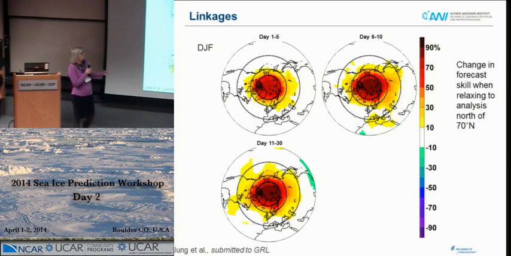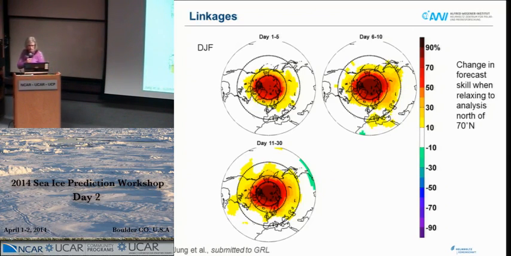So this is the change in forecast skill at the 500 hectopascal level when relaxing the analyses north of 70 degrees north, just in the inner smaller circle. For a day 1 to 5 forecast, you don't see much outside of that box. But for the longer term, the 6 to 10 days and 11 to 30 days, there is some spread over the continents to Northern Europe, and you have more predictability by correcting the errors, by keeping the Arctic in a more true state.